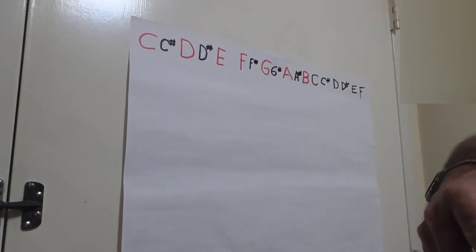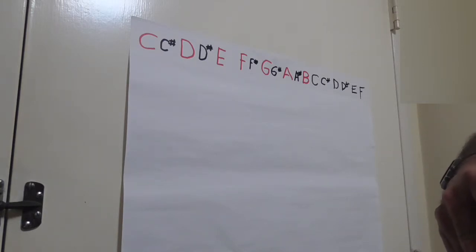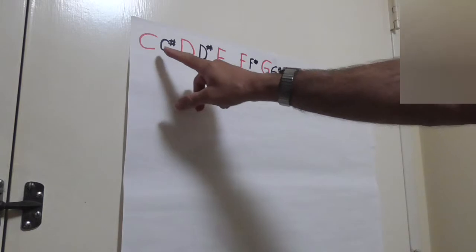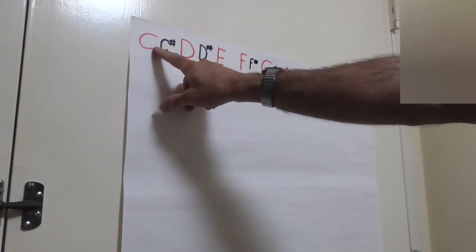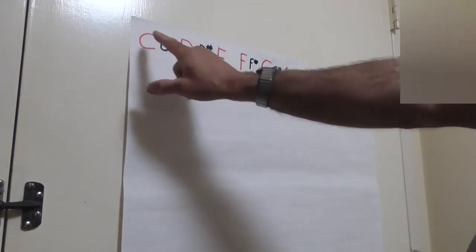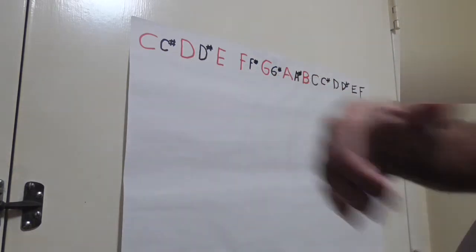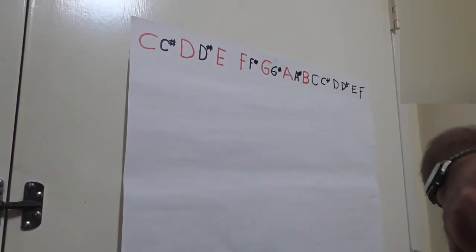So this is the note C. This is the note D. In between C and D is the note C sharp. So C, C sharp, D. All this really is, is just explaining that there are notes, just another name for a note. In between C and D would be called C sharp. So let me just give you an example so you can hear.